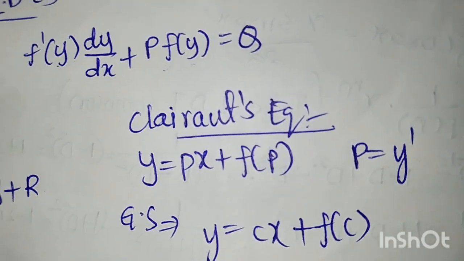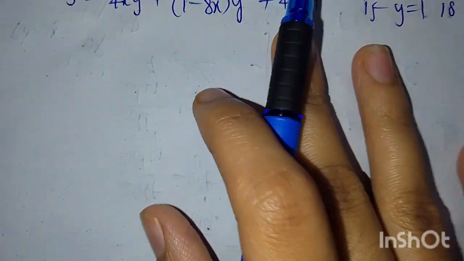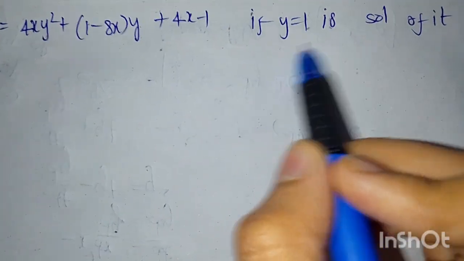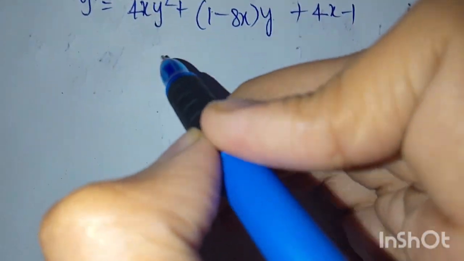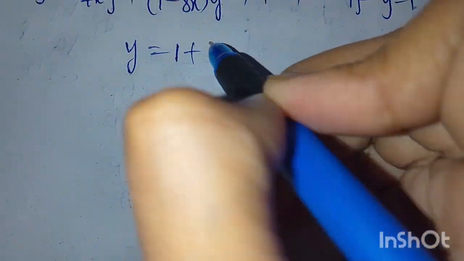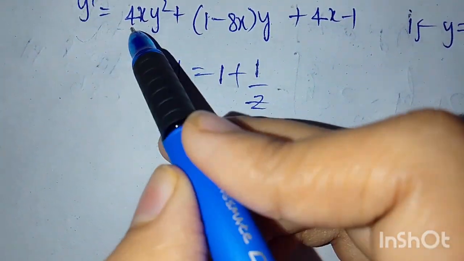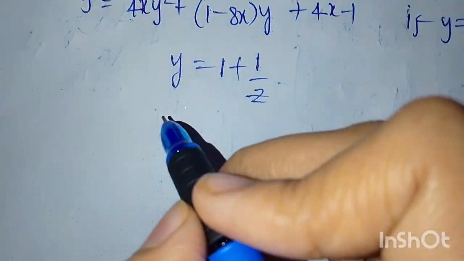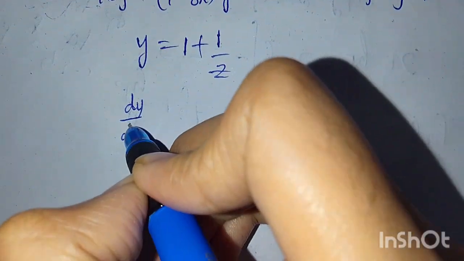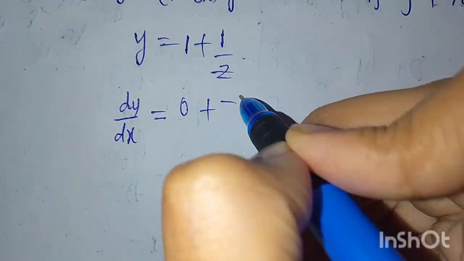So see, the question looks like this. You'll be given one solution of it. Okay, so what should we do first? The solution is 1, so y is 1 plus 1 by z. So first we should take the substitution, and now we have to differentiate with respect to what? With respect to x, because y dash means dy by dx. Okay, so dy by dx is equal to 0 plus minus 1 by z square into dz by dx.